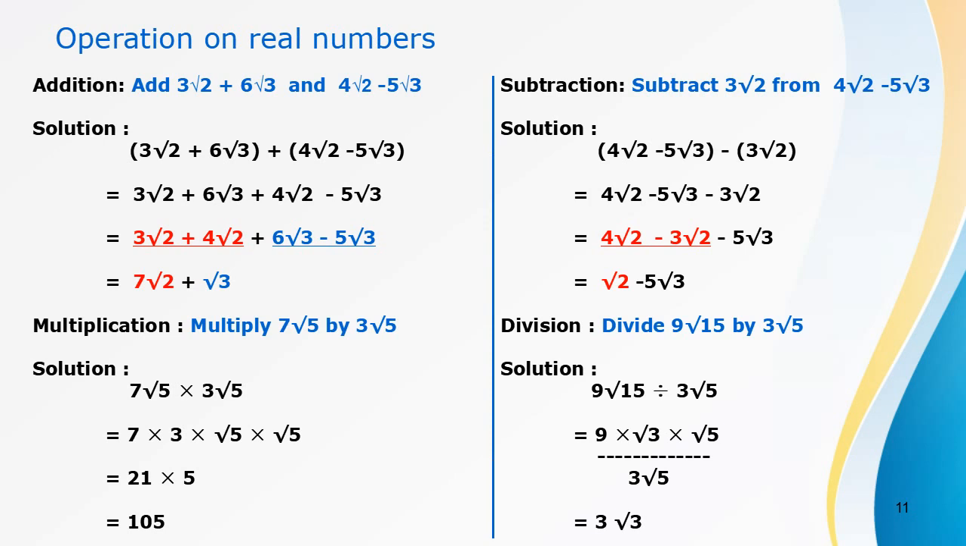For division, 9√15 by 3√5, we will first split 15 into 5 multiplied by 3, that is 9√15 is equal to 9 multiplied by √3 multiplied by √5. We will divide it by 3√5. We will get the final answer 3√3.